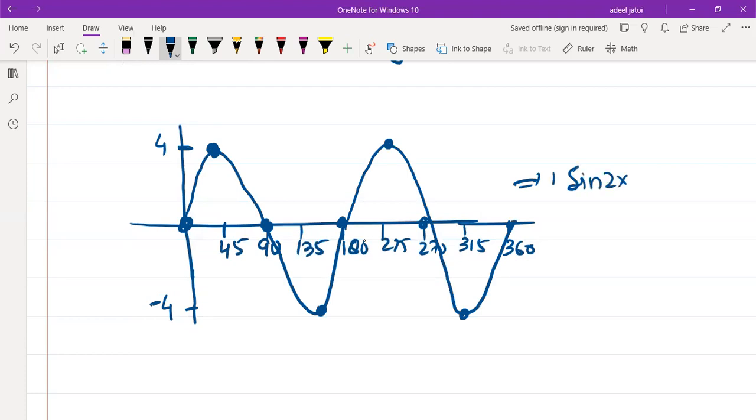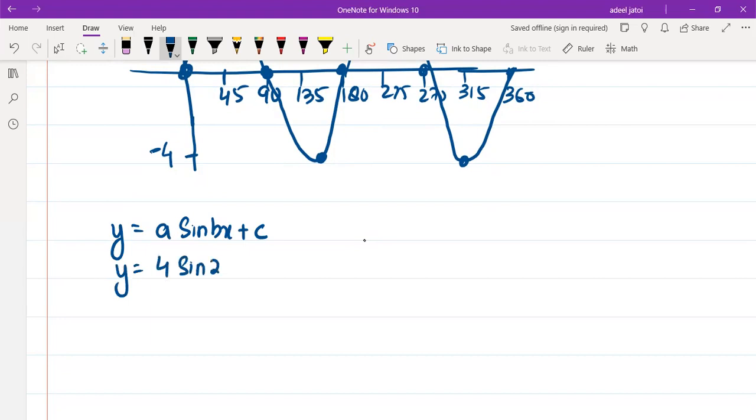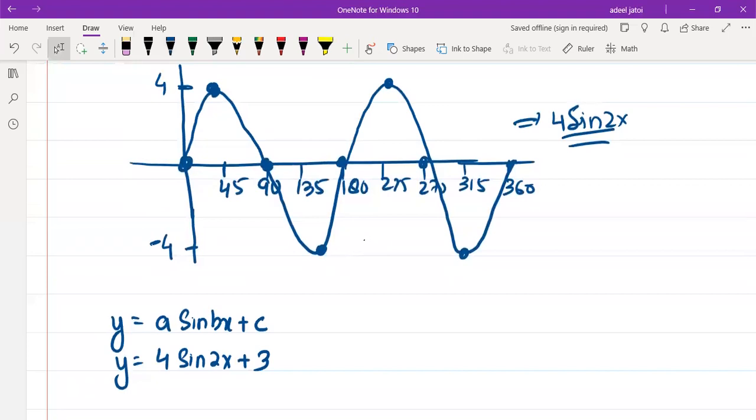Sine 2x, but this is multiplied by what? 4. So 4 sine 2x. On the other hand, if I say y is equal to a sine bx plus c, y is equal to 4 sine 2x plus 3. Now I included y shift.